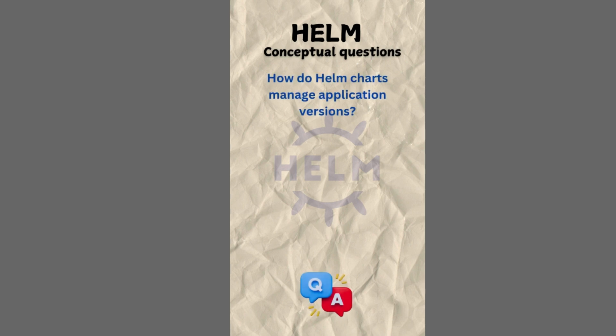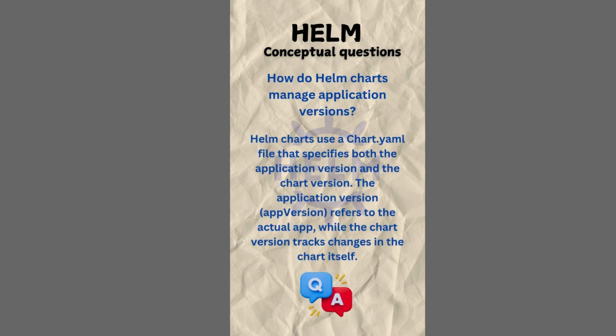How do Helm charts manage application versions? Helm charts use a Chart.yaml file that specifies both the application version and the chart version. The application version, appVersion, refers to the actual app, while the chart version tracks changes in the chart itself.